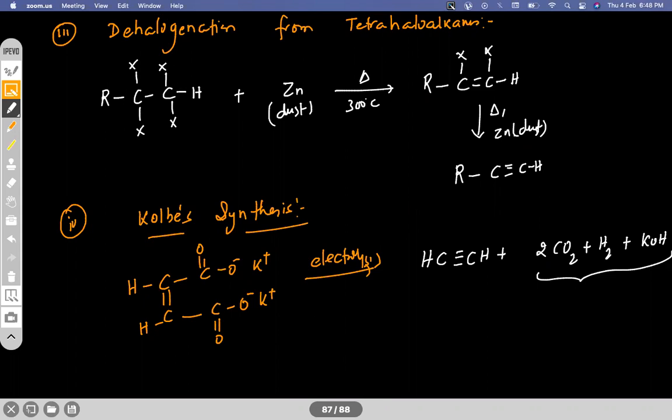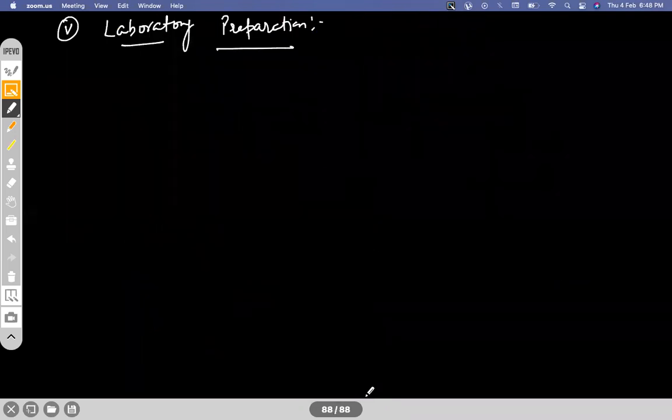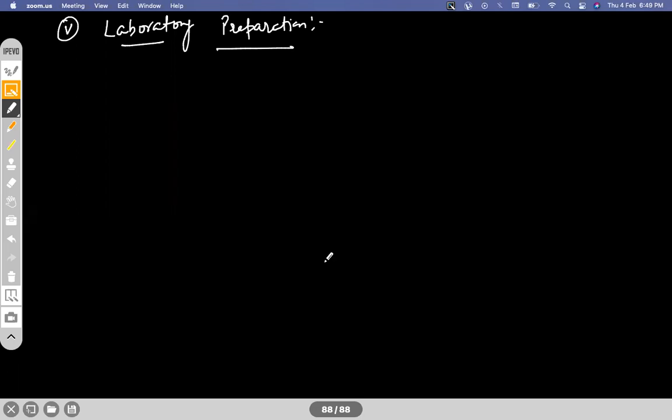Yeah. So in lab, write down, in lab, acetylene is prepared by the hydrolysis of calcium carbide.